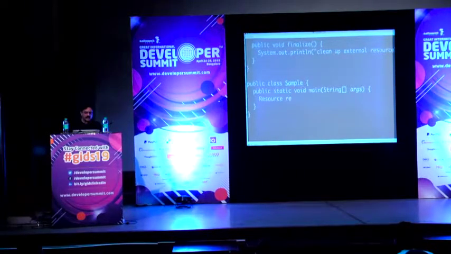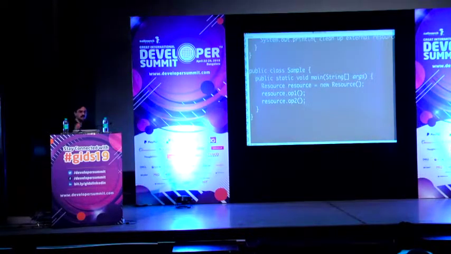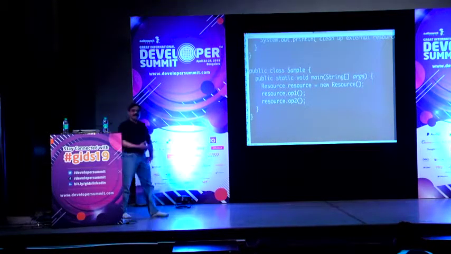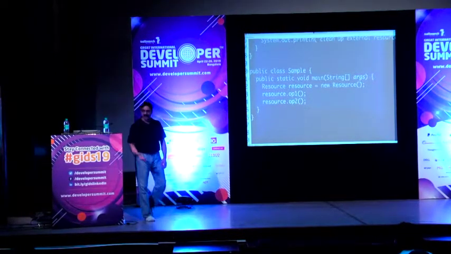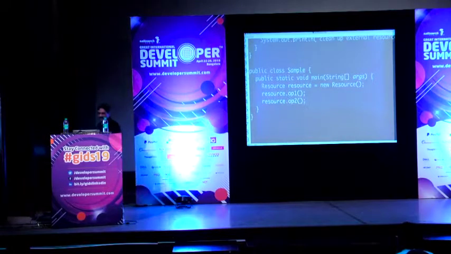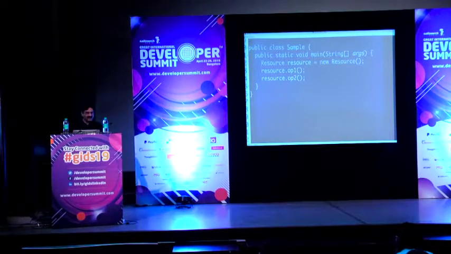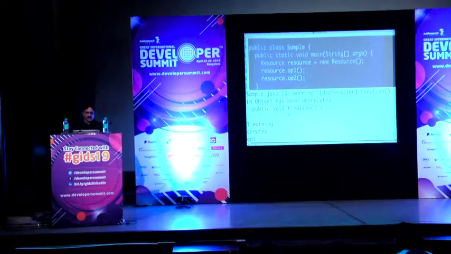When I say resource equal to new Resource, resource.op1 and resource.op2, and I've called these two methods, but you know that I need to clean up the external resource. If this was a file or a database connection, I need to close it. Now, just before I run this code, a little word of caution. I'm using Java 11 on this particular example. In Java 9, they did something really beautiful. They deprecated finalize in Java 9, because that is the right thing to do. Why? The reason they deprecated it is, when you run this code, you will notice why they deprecated.